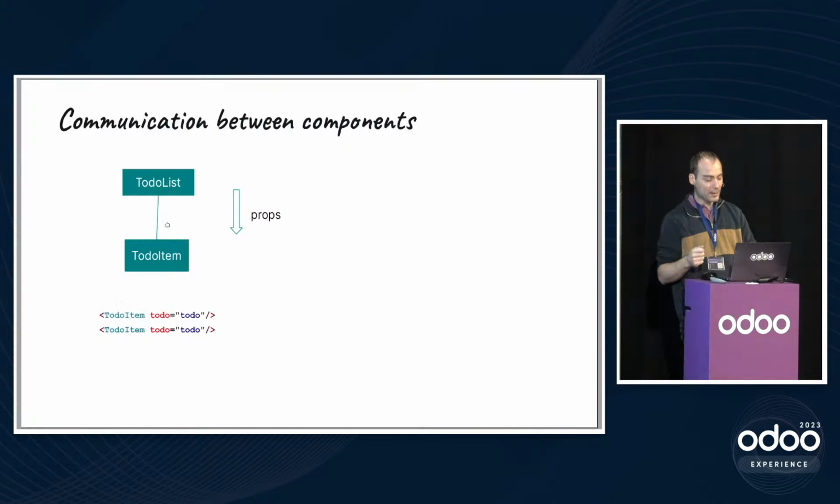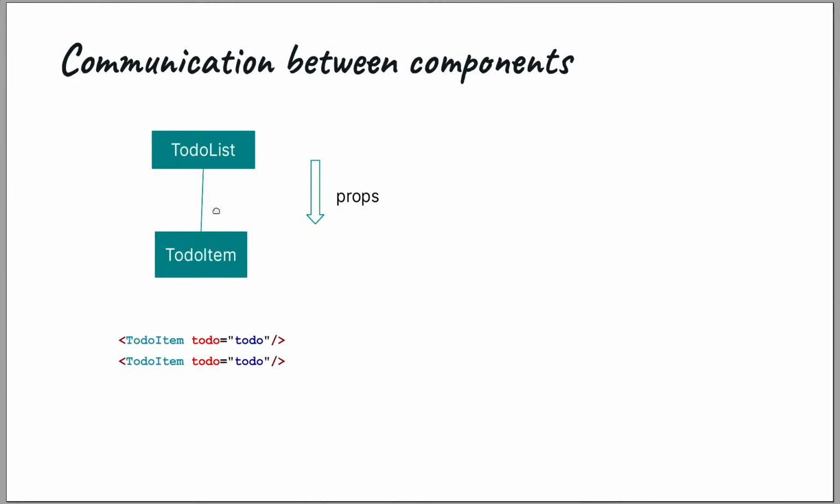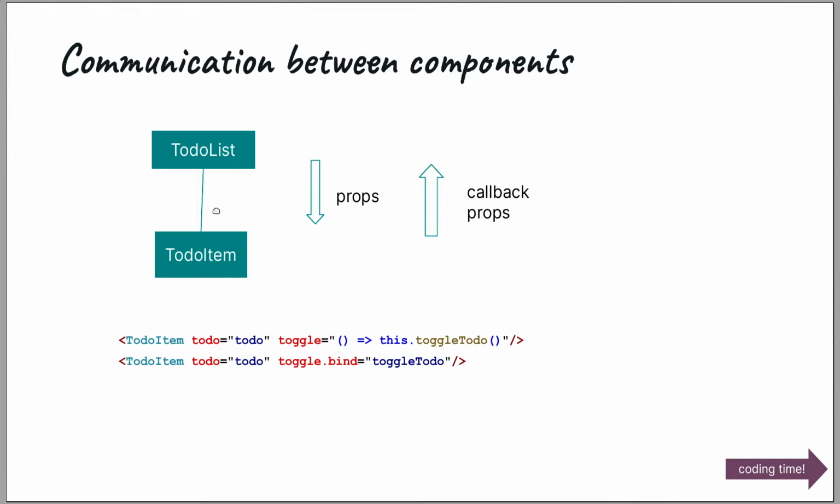And also, that means that when you click on a to-do item, you want the to-do item to notify its parents that something happened. And how can you do that when the props are given from the parent to the child? Well, the answer to that question is we can go the other way using function props.